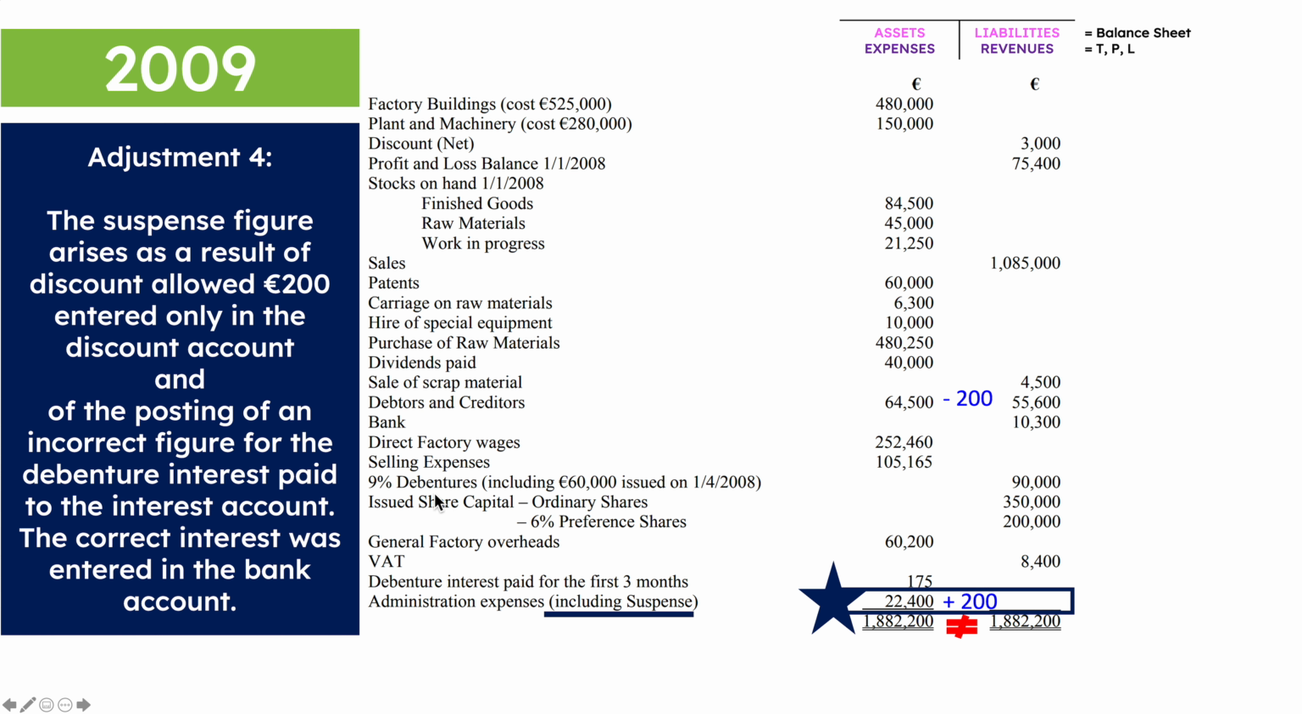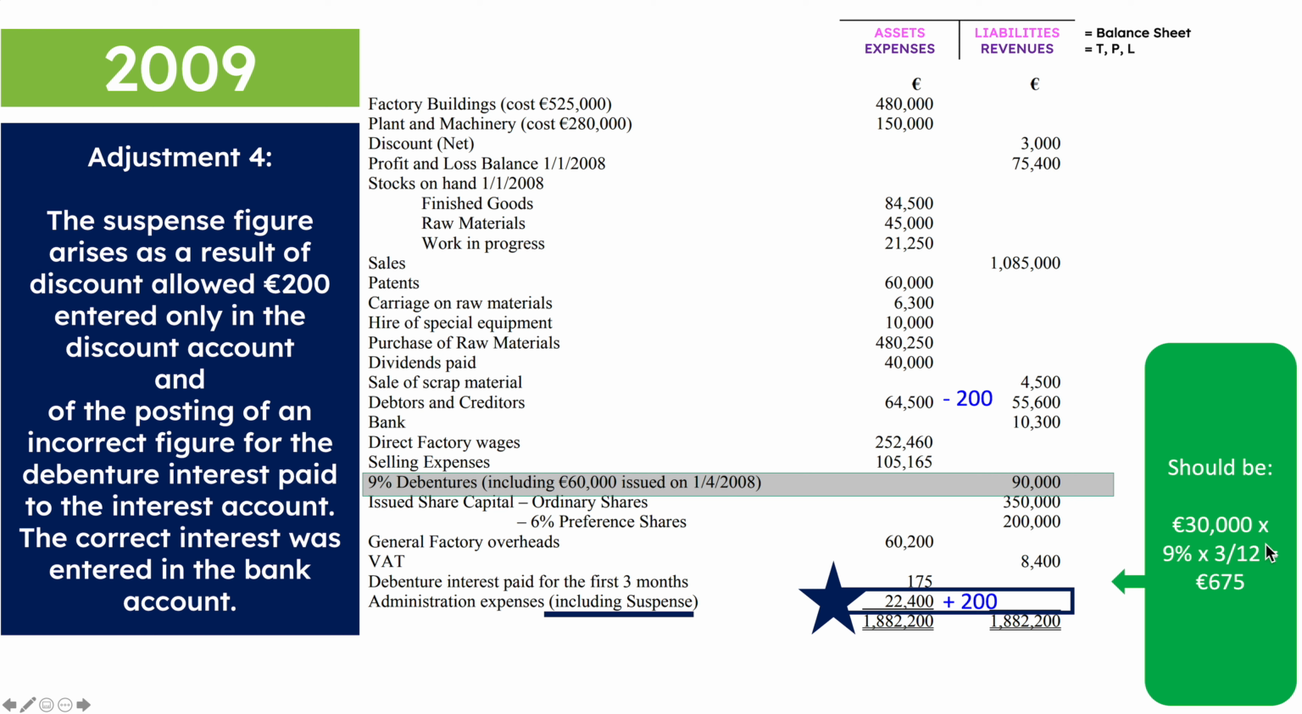Okay, so look, we have our debentures here, 9% debentures, including 60,000 issued on the 1st of the 4th, 2008. So before the 1st of the 4th, for the first 3 months, they had 90,000 minus 60, so that's 30,000. So 30,000 by 9% by 3 months is 675. Now, they said that the debenture interest for the first 3 months was 175. So to fix that, we would have to add 500 to that to make it 675. So plus 500 here, then in our admin incorporating suspense, we would have to minus 500 there.